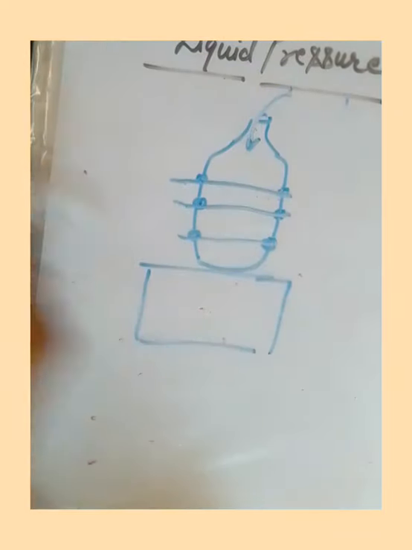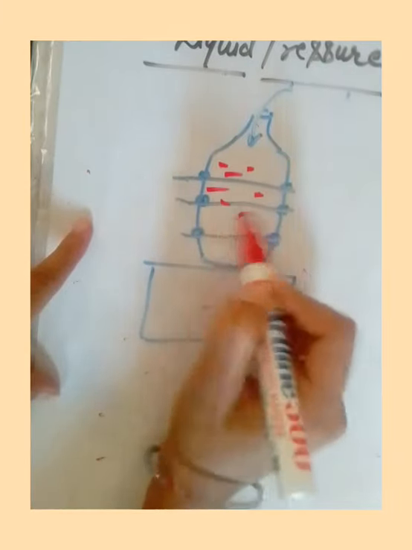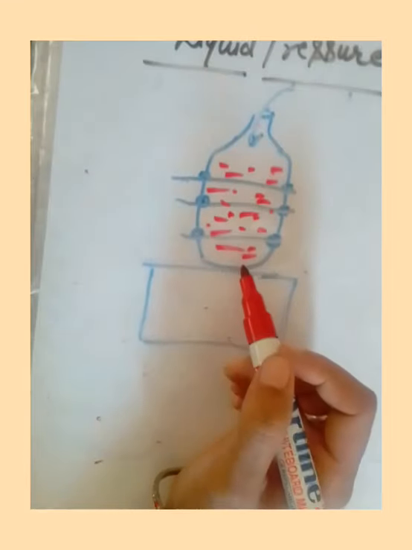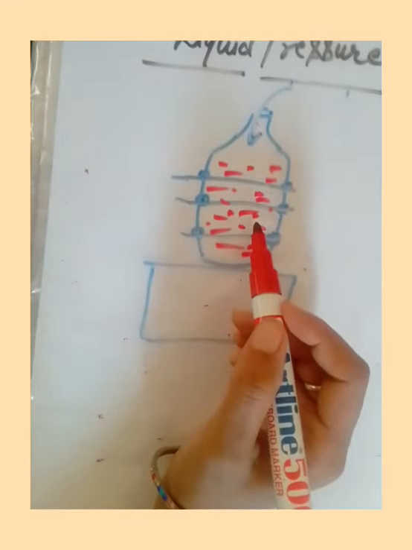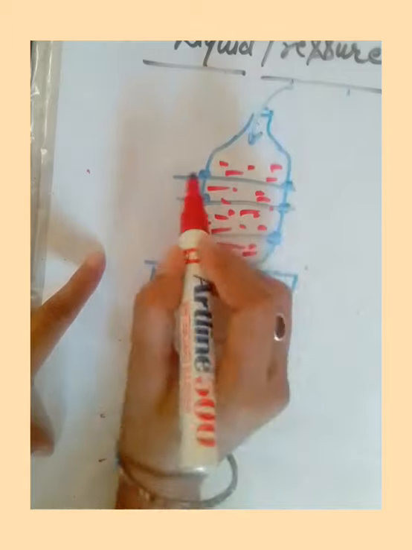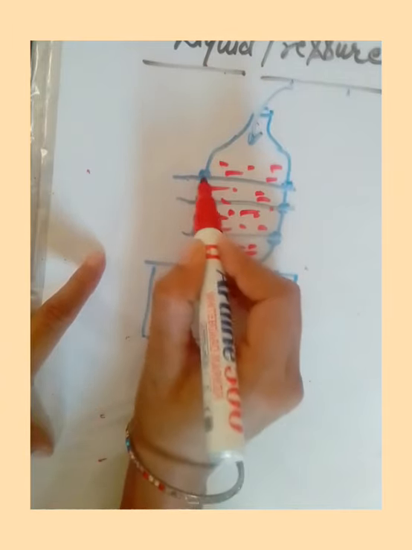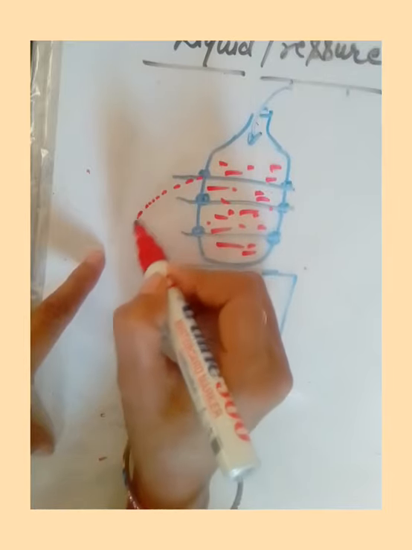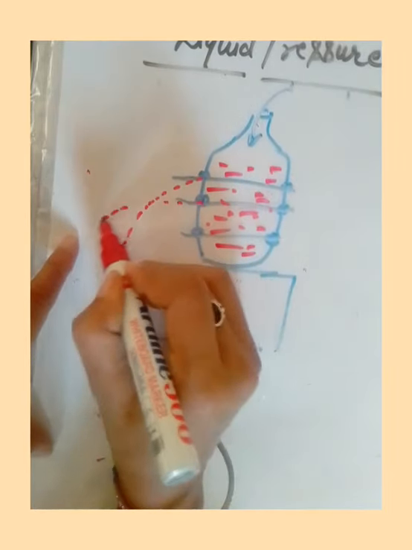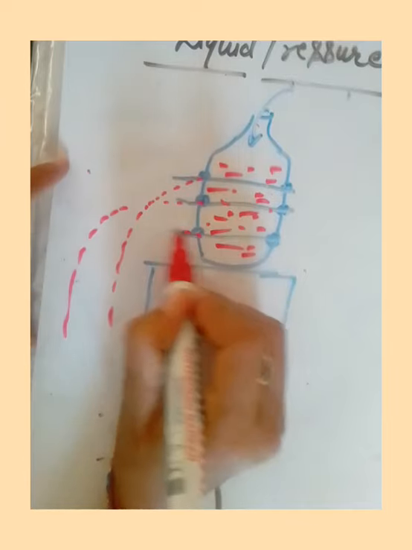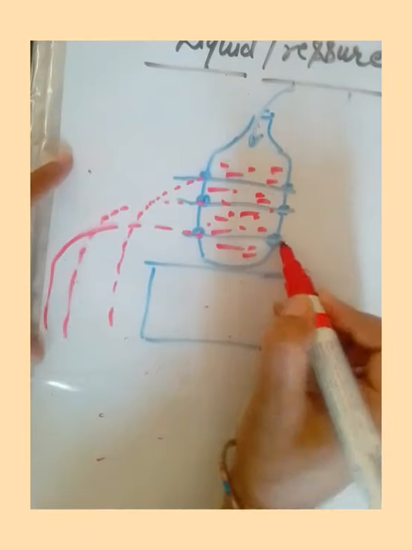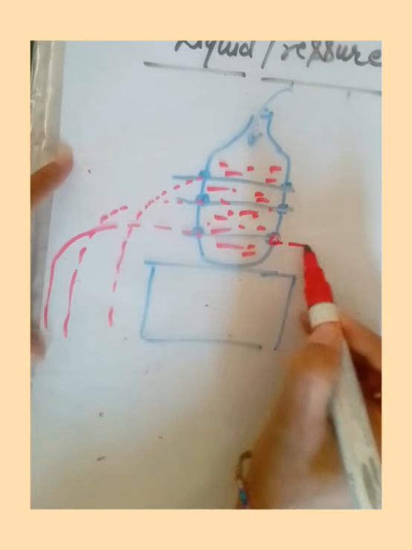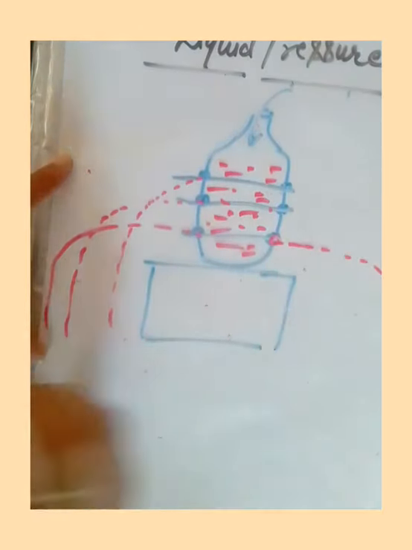For example, suppose you have added red colored water here. Now remove the tapes from the holes and observe. You will observe streams of water in this way. Water will come out from this hole and go to a distant position.